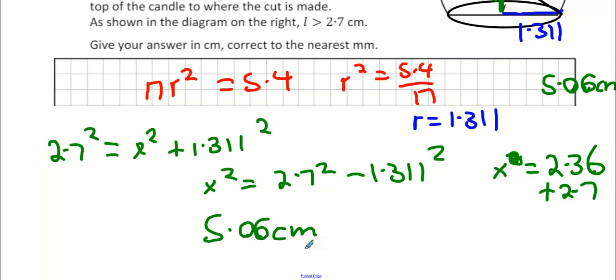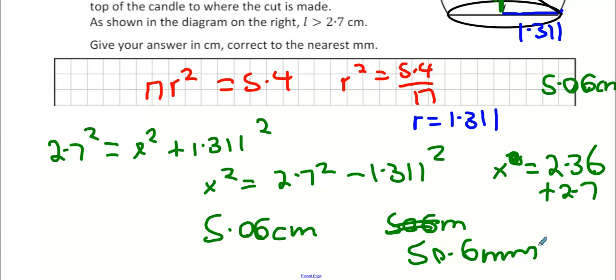Correct, nearest millimeter. So that is technically 506. No, that's 50.6 millimeters, which means I have to round up to 51 millimeters, which is actually 5.1 centimeters. It'd be a shame to lose.